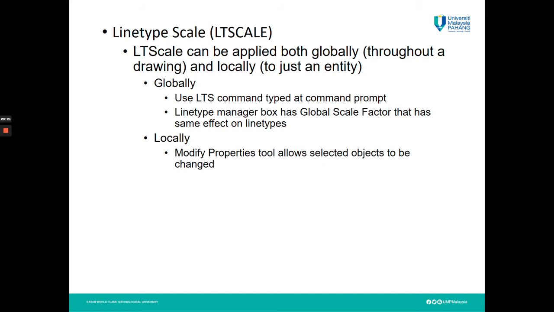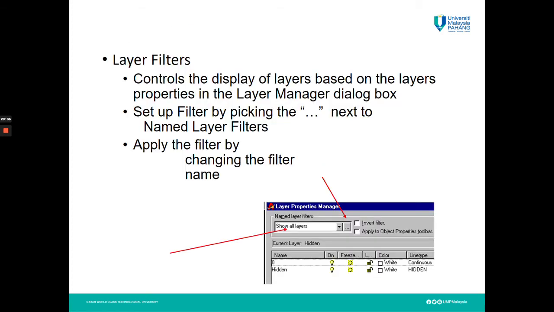Next, it can also be applied to both globally throughout the drawing. That's why it applies both globally throughout the drawing and then locally, to allow selected objects to be changed. So if you click on that and then you use LT scale, you can also change that as well.